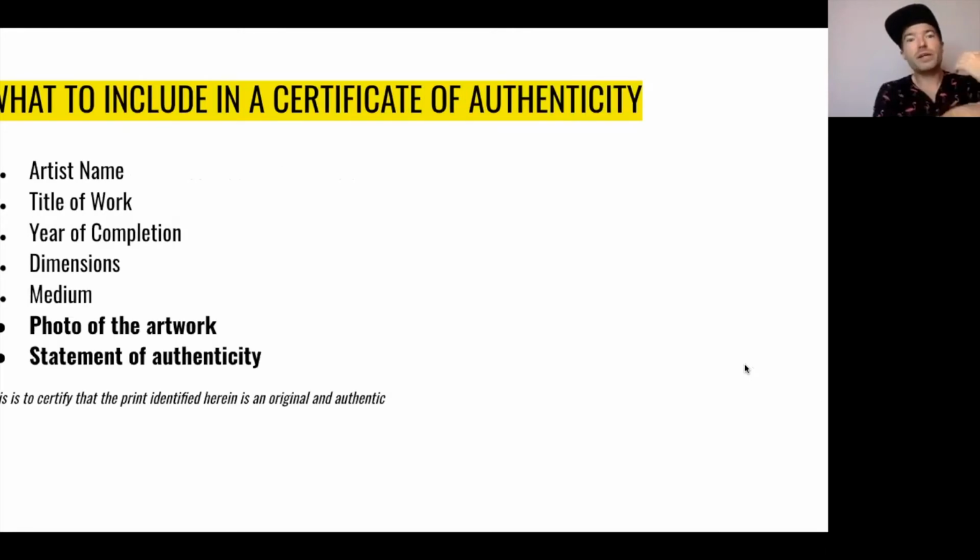So what do you include in a certificate of authenticity? This is more for visual artists, something that was brought up before. You put your artist name every single time, the title of your work, the year of completion, your dimensions, the medium, and, very important, a photo of the artwork, because without a picture, it can be any artwork.